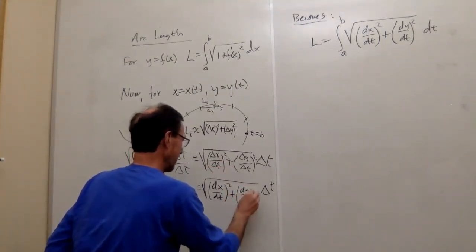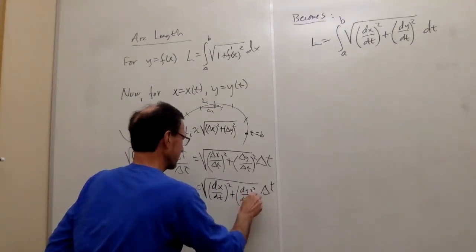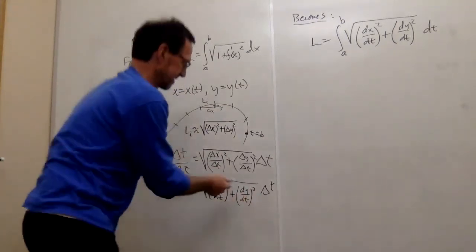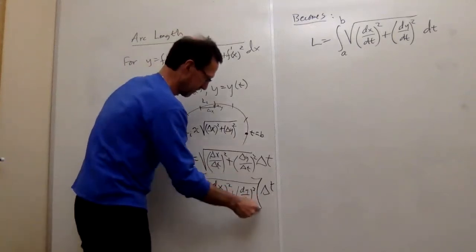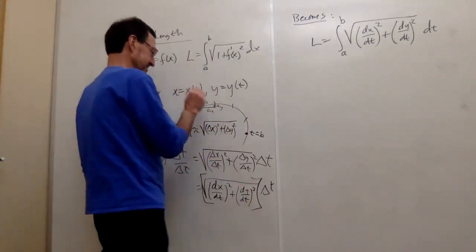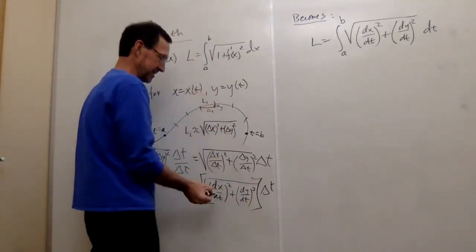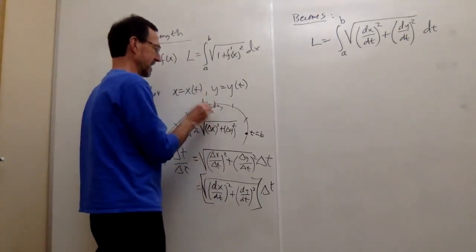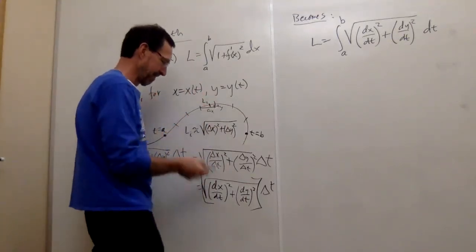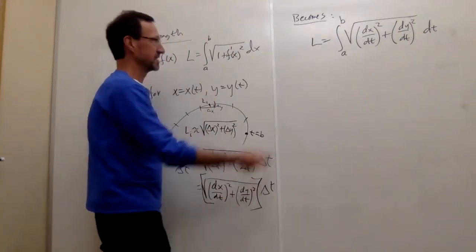Again, evaluated. And now you can see we have a perfect Riemann sum. We have some function defined at some point on the interval. These would be evaluated at a t value we choose in here. Maybe we choose that one right there, t i star. And then we have our delta t at the end.